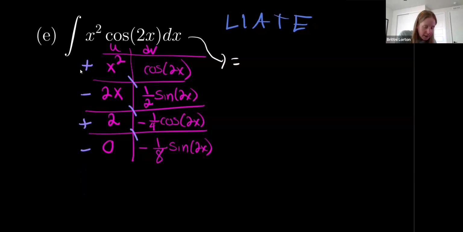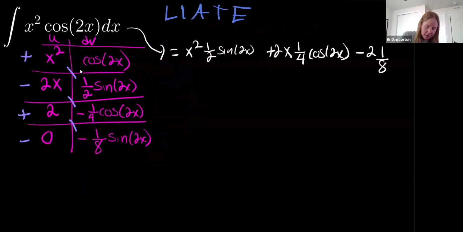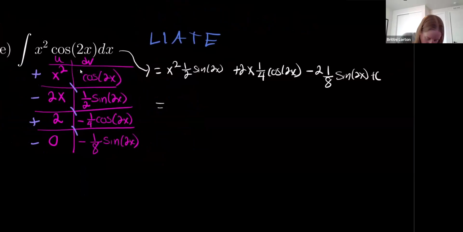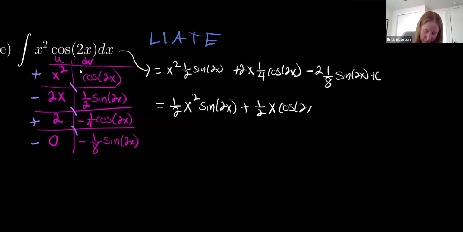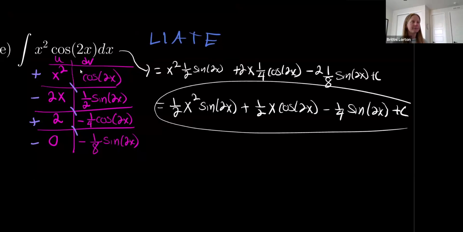This is going to become x squared times 1/2 sine of 2x. And then a negative 2x times a negative 1/4 cosine of 2x. And then a positive 2 times a negative 1/8 sine of 2x plus c. And then simplify. Okay, so 1/2 x squared sine of 2x plus 1/2 x cosine of 2x minus 1/4 sine of 2x plus c. Ta-da!